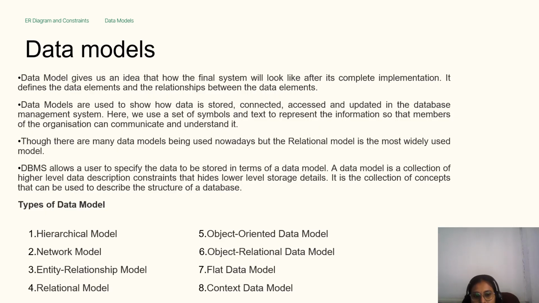And then, the types of data model we are learning about are the hierarchical data model, network data model, entity relational data model, relational model, object oriented data model, object relational data model, flat data model, and context data model.